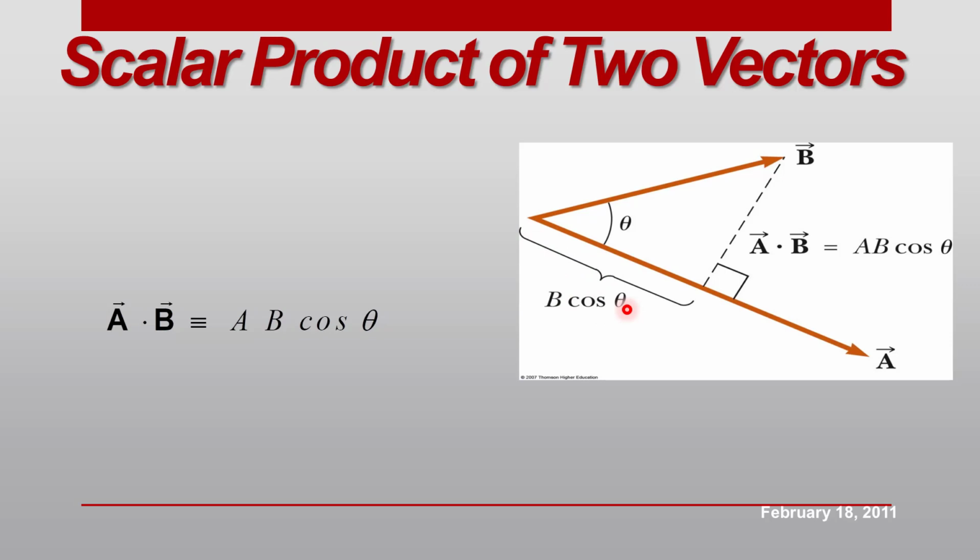and we consider the horizontal component of vector b, which is b cos theta. Then a dot b will be equal to ab cos theta: the magnitude of the complete vector multiplied by the component of the other vector in the direction of the first vector. So this is basically the scalar product of two vectors. By definition, a dot b is equal to ab cos theta.